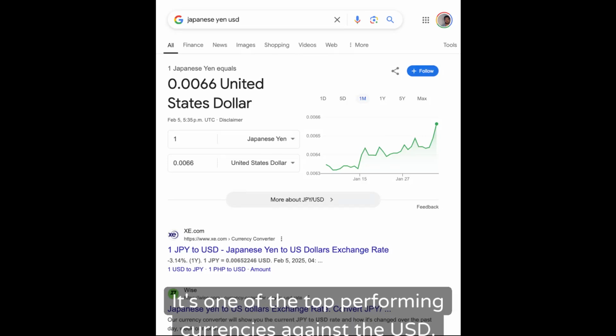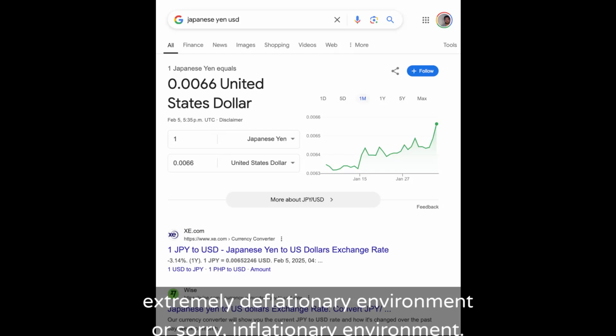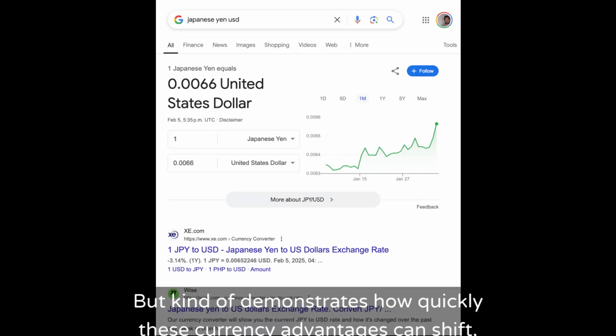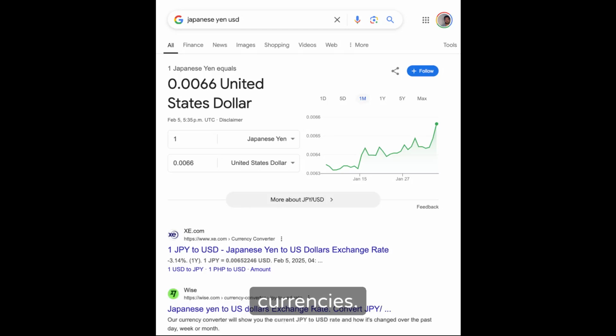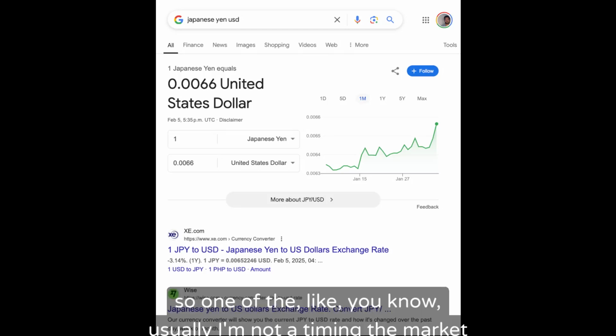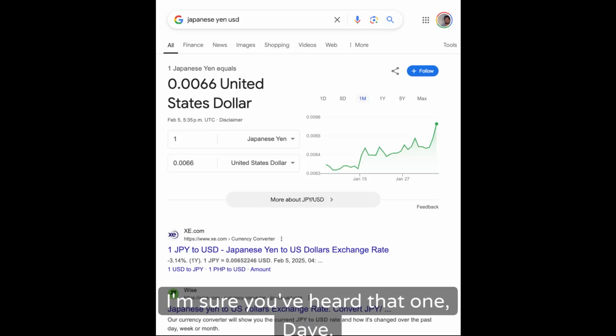It's actually outperforming CAD growth against the USD. It's one of the top performing currencies against the USD, and a lot of that is because it's bouncing back off of an extremely inflationary environment. But it demonstrates how quickly these currency advantages can shift, where you could get a big growth relative to other currencies. Usually I'm not a timing the market kind of guy. A lot of people will say time in the market rather than timing the market. I'm sure you've heard that one, Dave.